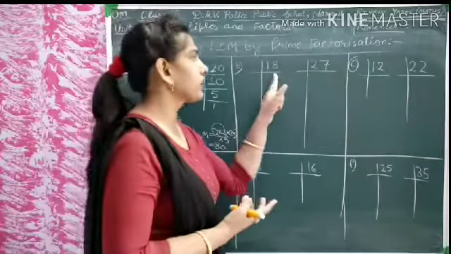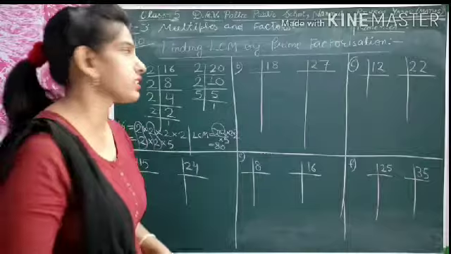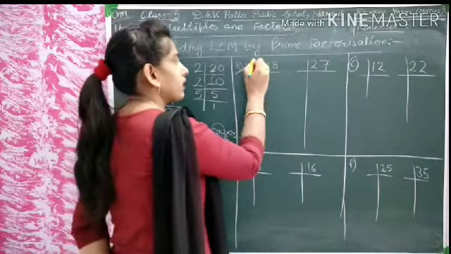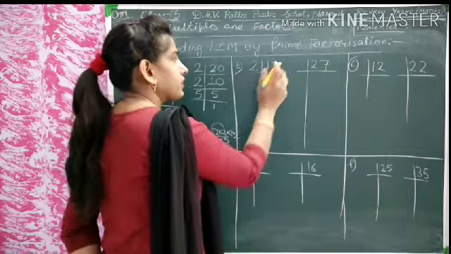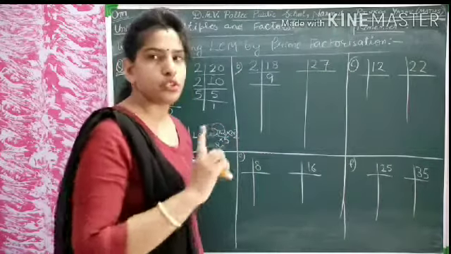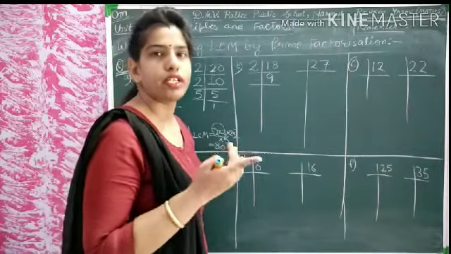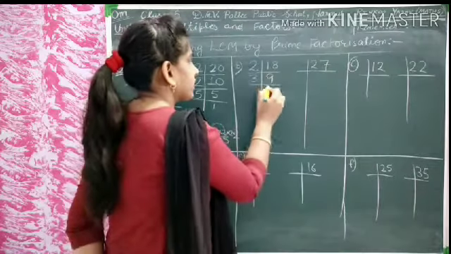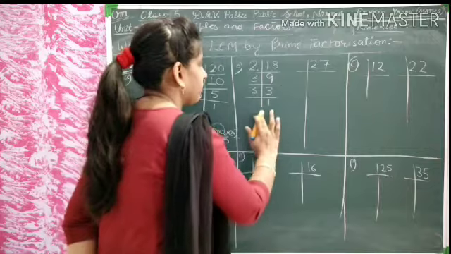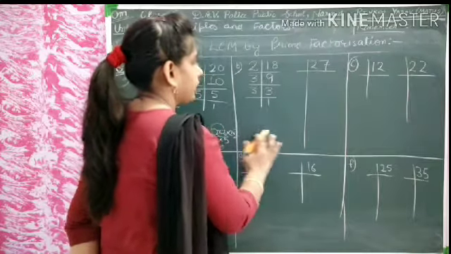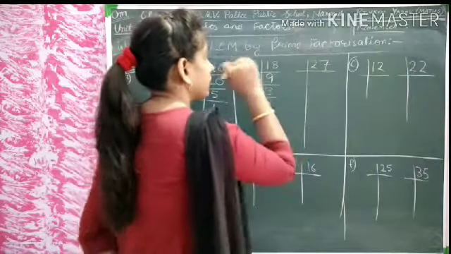Now we will do the prime factorization of 18 and 27. For 18, the first number, we will divide by 2. 2 nines are 18. Now it is not divisible by 2, so we will divide it by 3. 3 threes are 9. 3 ones are 3. This becomes the prime factorization of 18.